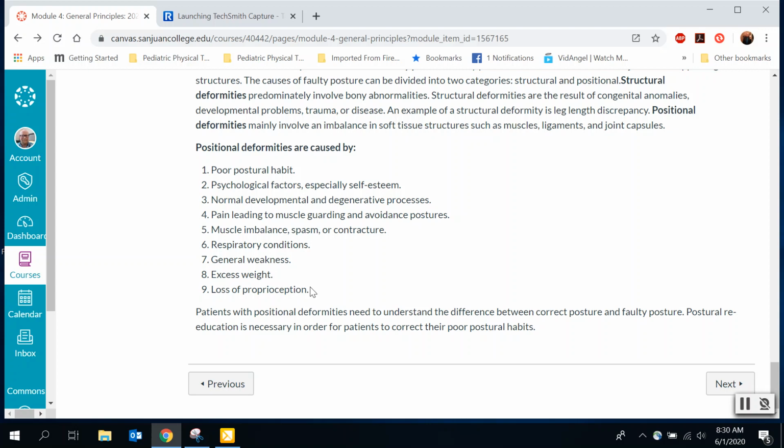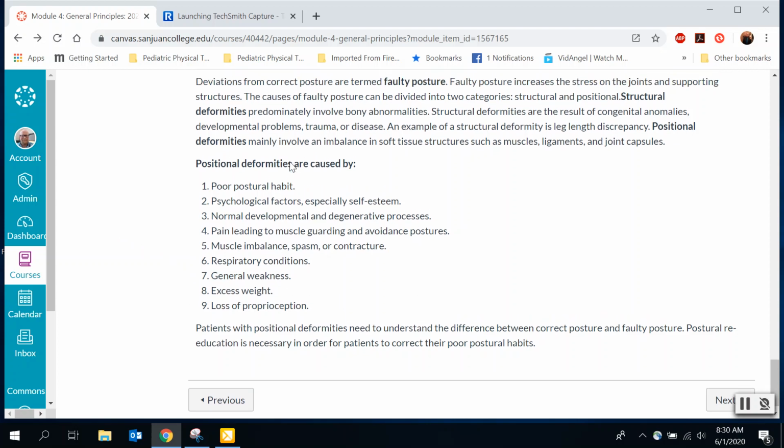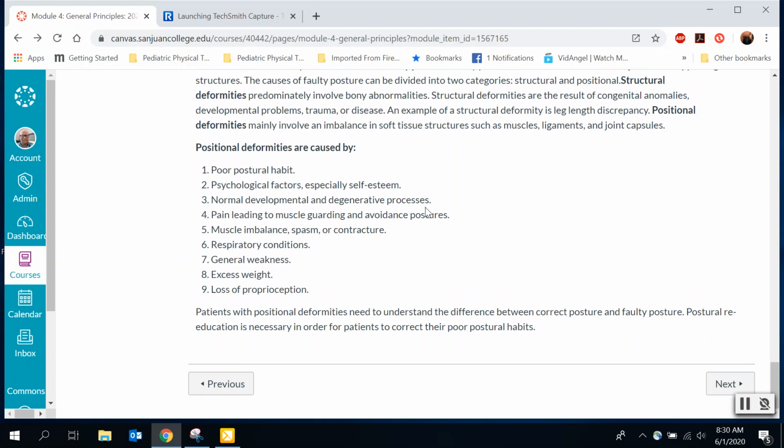I'm not standing up straight. I'm not standing upright, and you don't even notice it. And then your body can become fixed in that position and things like that. And so it becomes a positional deformity, right?